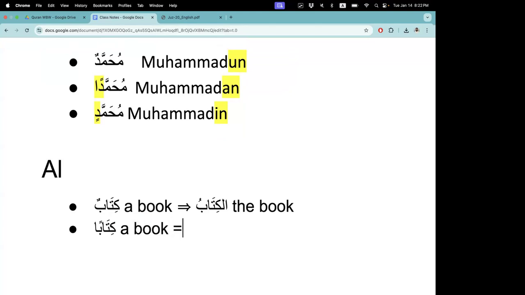Okay. Now, what happens if I add al to it? It will become al kitaba. What do you think? Al kitaba, right? And the meaning remains the book.